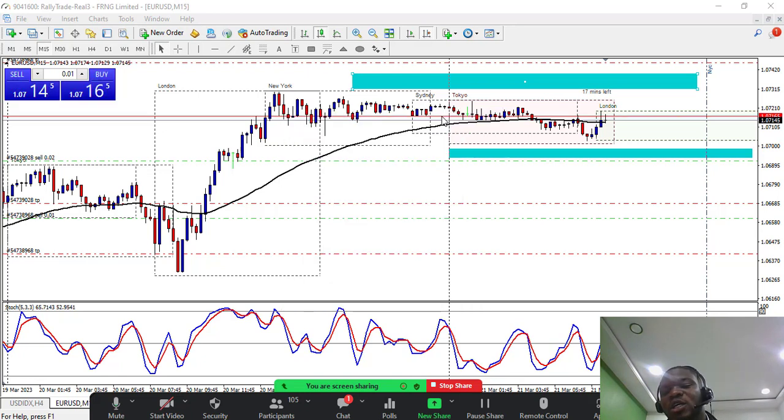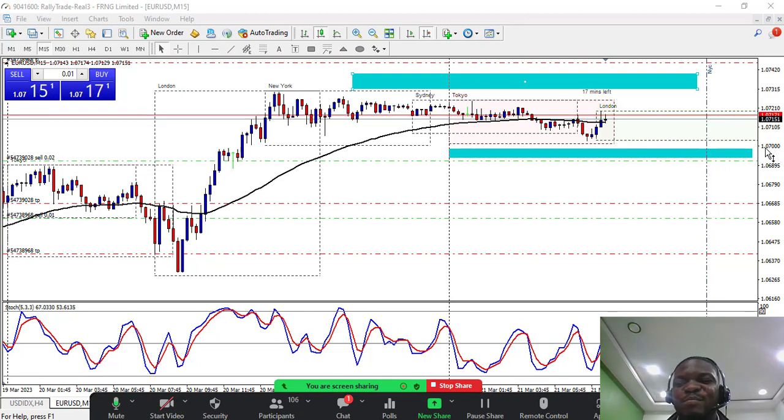Okay. So please, you want to sell at this level. You want to sell at 1.07000. So if Euro USD can pull down towards this level, please, you want to take a sell. And I'm expecting it to do that because below here is where we have this evening session. That is the liquidity that is lying below it.